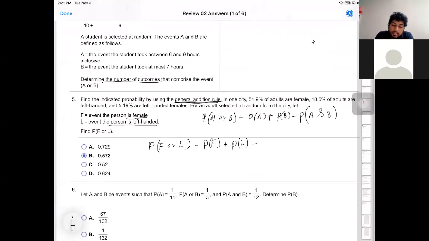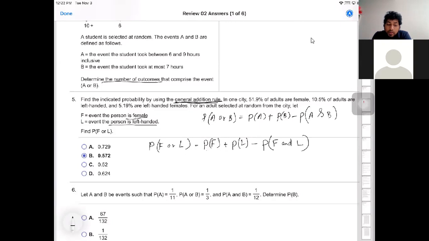So using this generalized rule, you can write probability of F plus probability of L minus probability of F and L. Okay, I'll write 'and' in words. Let's try to find these values. Probability of F. What is F? F is the person is female. So how do we find the probability values using this percentage? Simply divide them by 100.